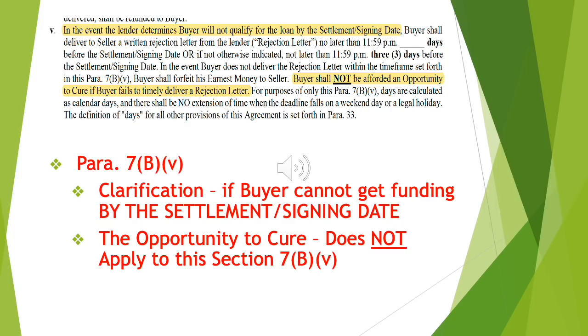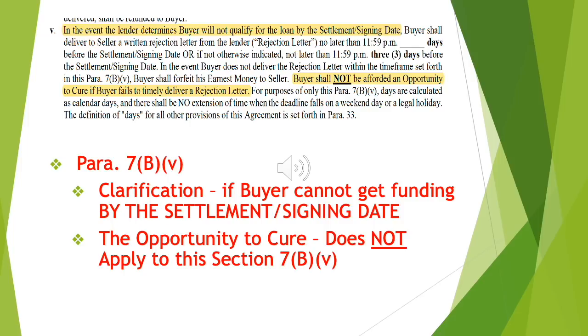We also made a small change to paragraph 7B5 of the purchase agreement, and that section addresses a situation where the buyer has a financing contingency, they're not able to get their loan, and therefore they're not in breach of contract because they do have this financing contingency. However, we have this strange little provision in 7B5 that says even though you're not in breach, you could lose your earnest money if you don't provide a written rejection letter to the seller within a certain number of days. The default is 3, but we have a blank there, so that number could be different than 3 if something is filled in the blank.